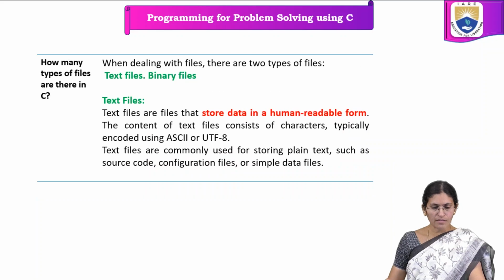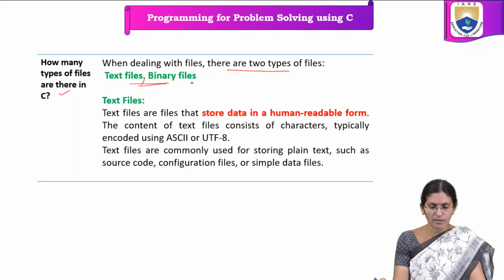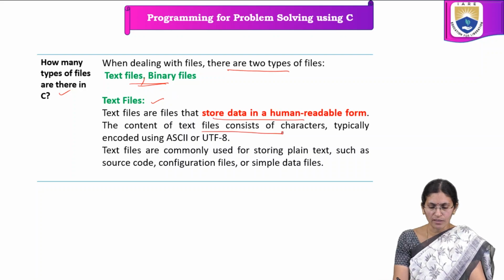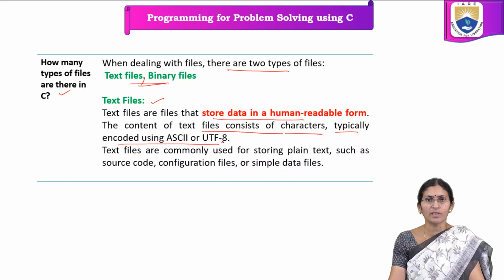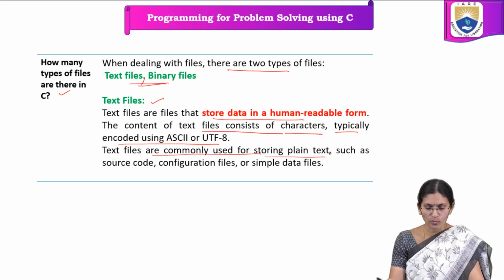Next definition: how many types of files are there in C language? There are mainly two types of files when we are dealing with files: text files and binary files. First we will see what is a text file. Text files store the data in human readable form. The content of the file consists of characters, typically encoded using ASCII or UTF-8. Text files are commonly used for storing plain text such as source code, configuration files or simple data files.